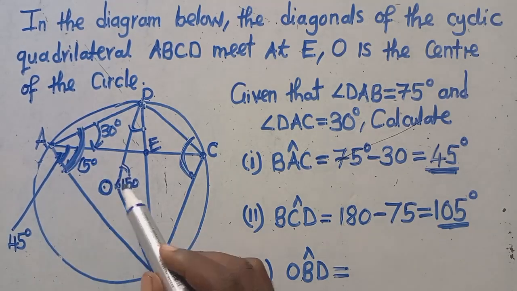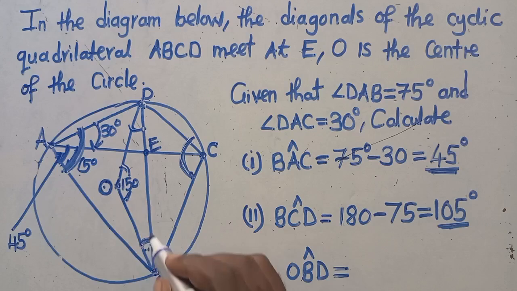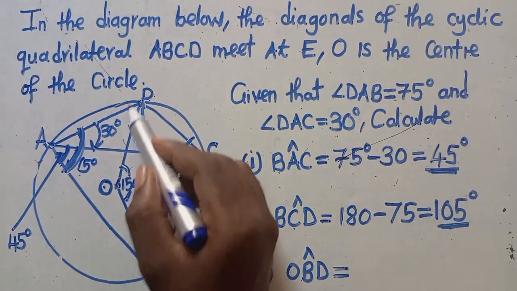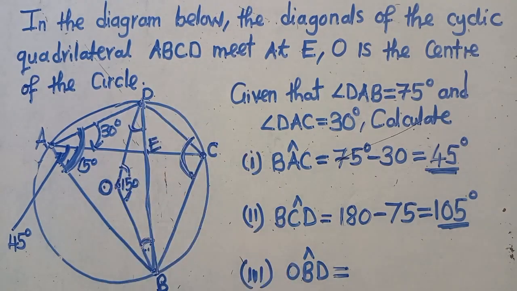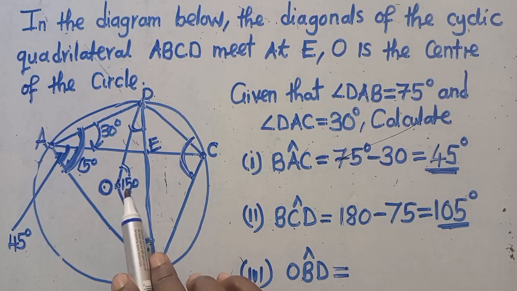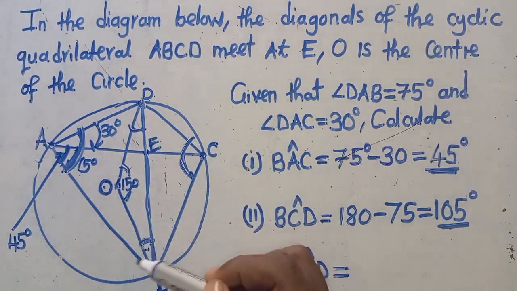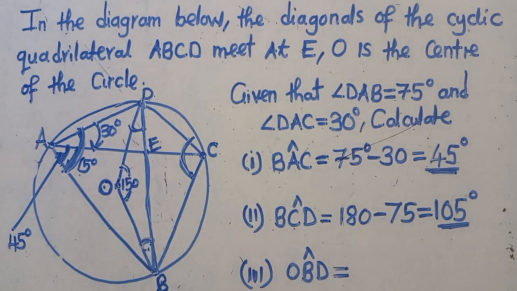Meaning here this is 150. What are we forming here? This is a triangle. I don't know if people are able to see. It is a triangle here. Angles inside the triangle add up to what? 180. If this is 150 and these two are equal, we are just remaining with 30 to reach 180.